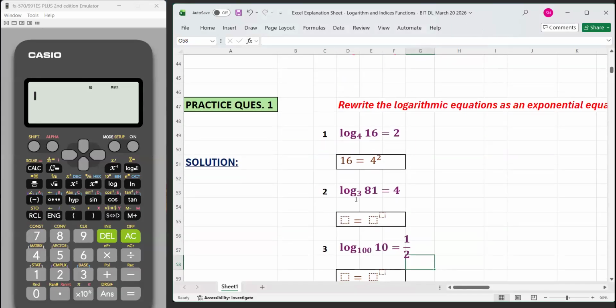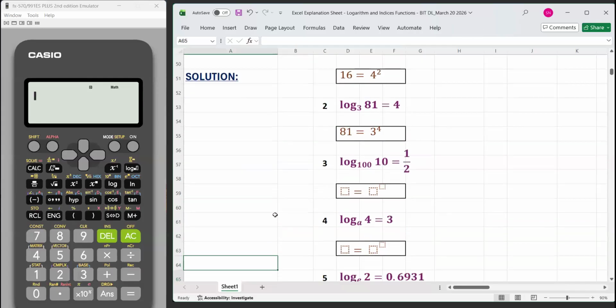Let's try another one, and somebody else try this for me. Log 81 base 3 is equal to 4. So changing it to exponent, what would this be equal to? That will be 81 equals 3 raised to the power 4. Thank you.